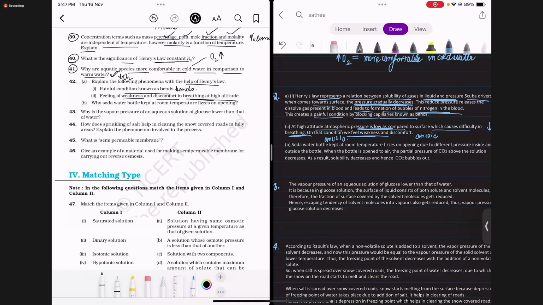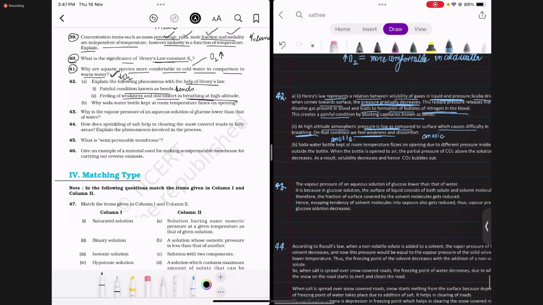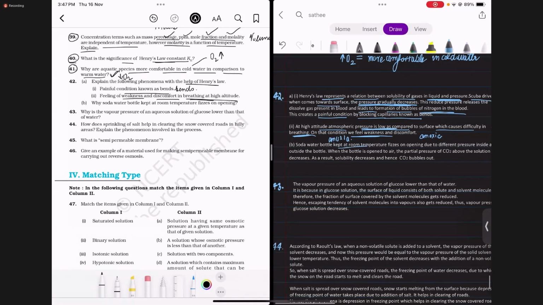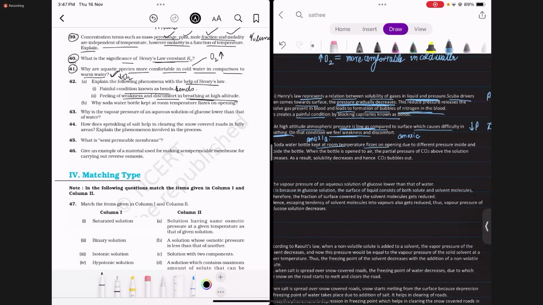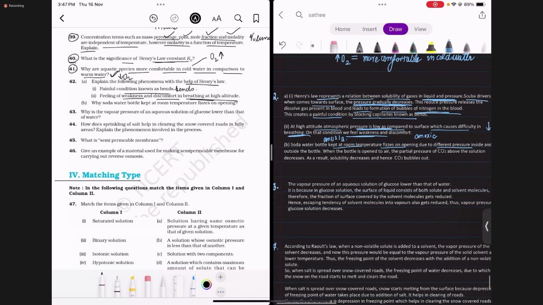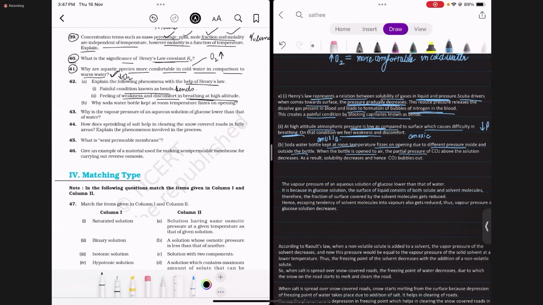Now we come to question number B. Why soda water bottle is kept at room temperature, fizzes on opening? तो जो सोडा वाटर बॉटल होती है वो क्यों फिज करती है on opening? Because of different pressure inside and outside the bottle. So when the bottle is open to air, the partial pressure of CO2 above the solution decreases. As a result, solubility decreases and hence CO2 bubbles out.